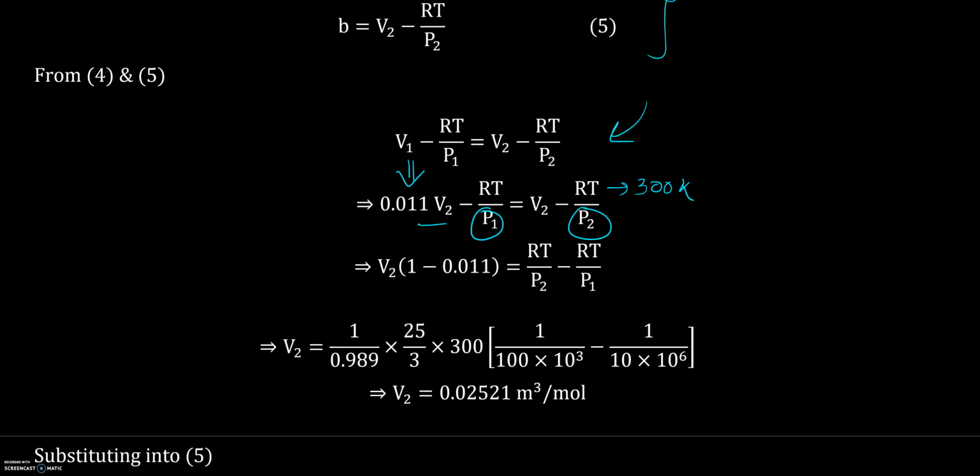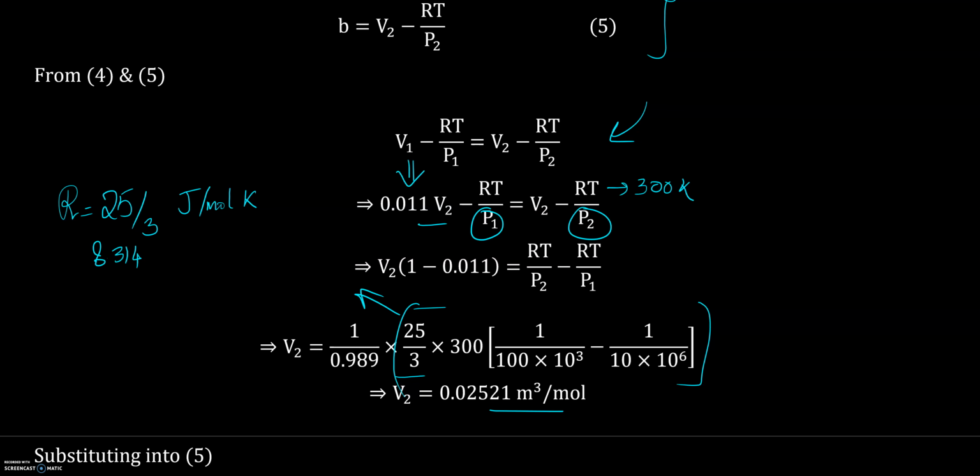Now, I get the value of V2 from here, leaving everything inside here. I can choose to do this, or I can leave it like this, because all of this is a constant. This happens to be, this is basically R. I've done a bit of an approximation. I've taken R to be 25 by 3 joule per mole Kelvin, which is similar to the 8.314 number. It's an easy approximation to take.